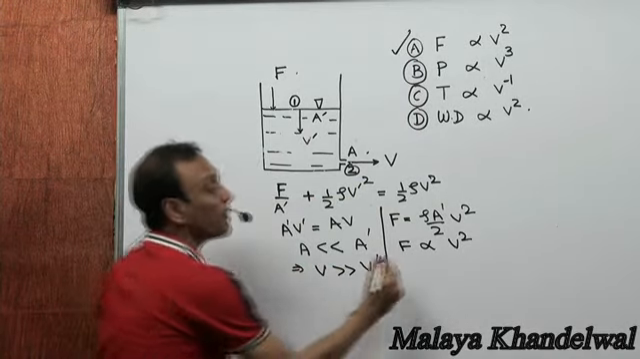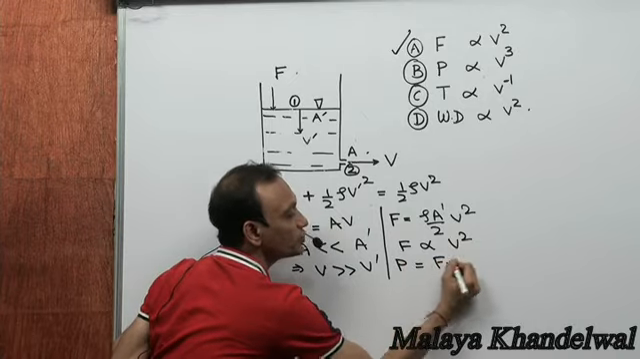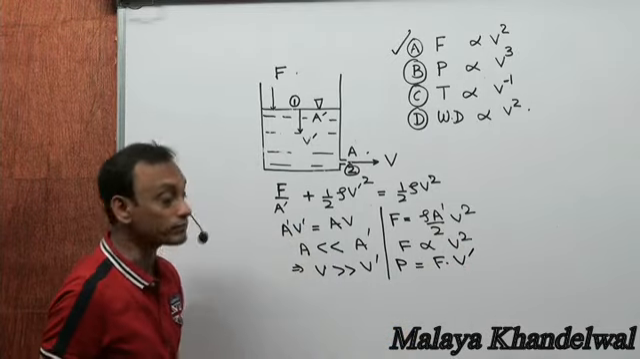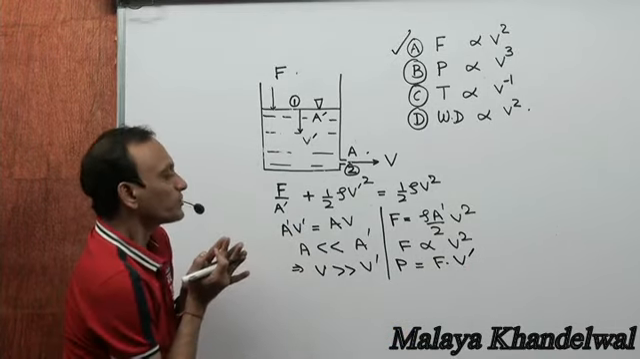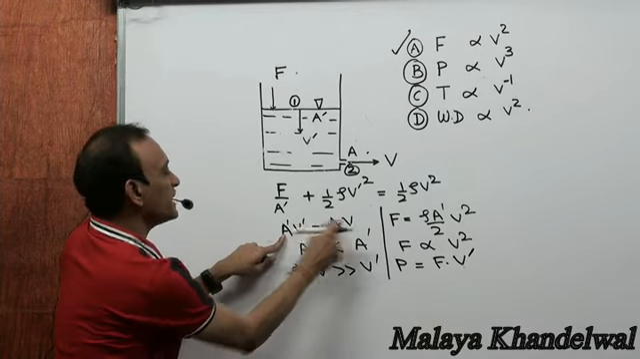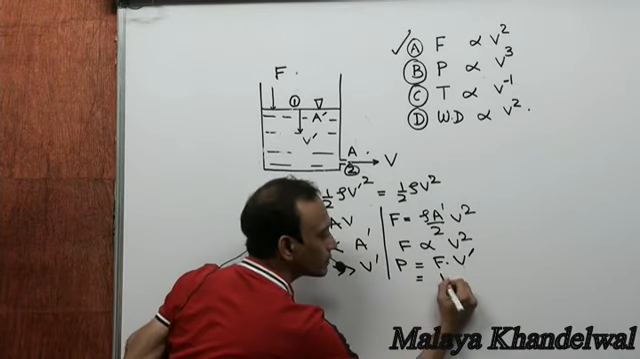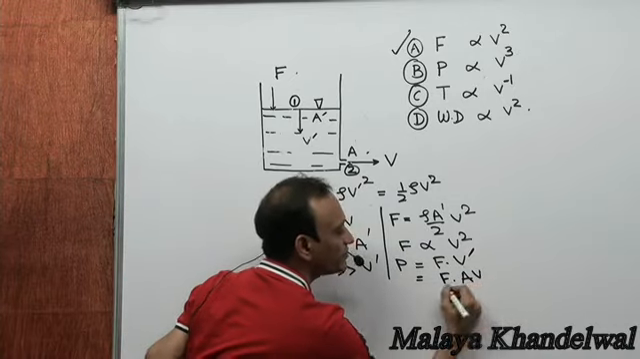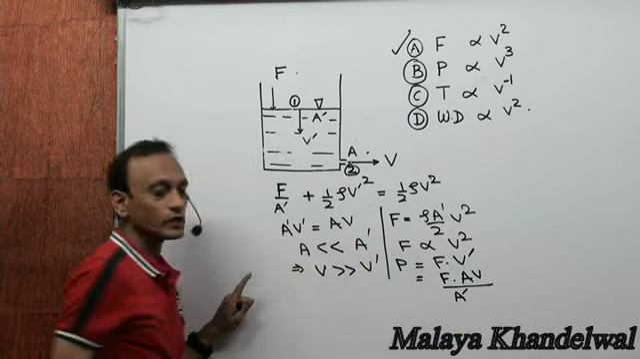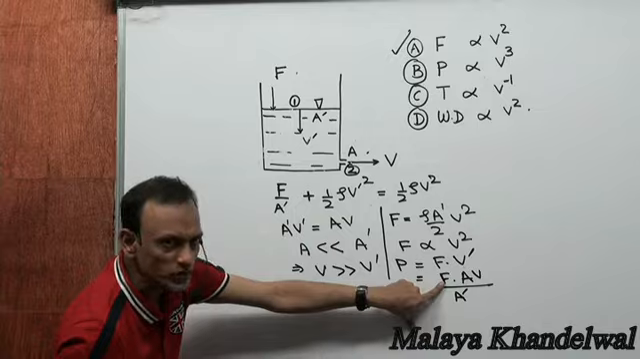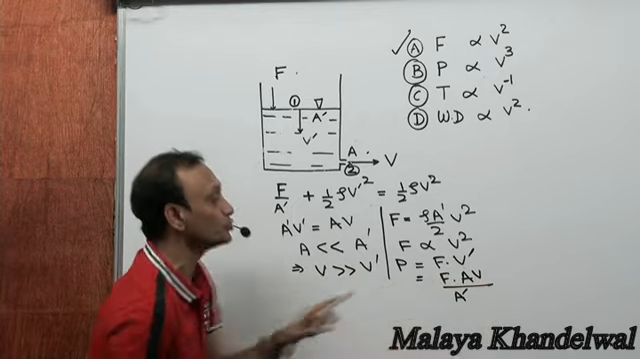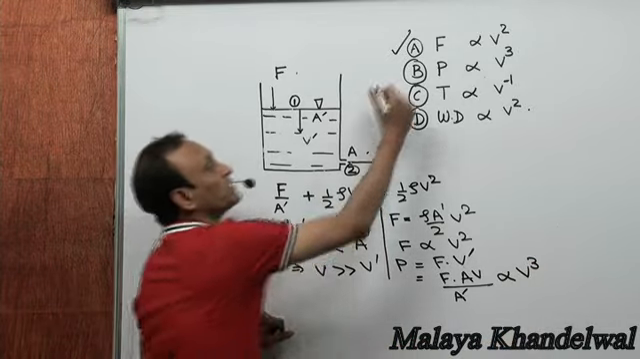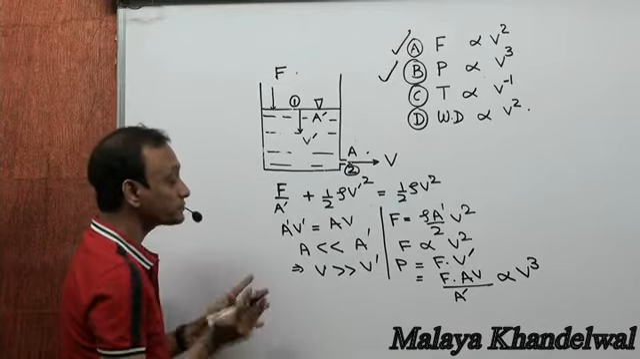The power very clearly is force into velocity. So force into v prime, actually, force into v prime, right? Now again, look at v prime. V prime is AV by A prime. V prime can be written as AV by A prime, right? And check this out. Force proportional to v squared into v, that means v cubed. That means power required to do this is proportional to v cubed. So that makes option B also eligible, right?